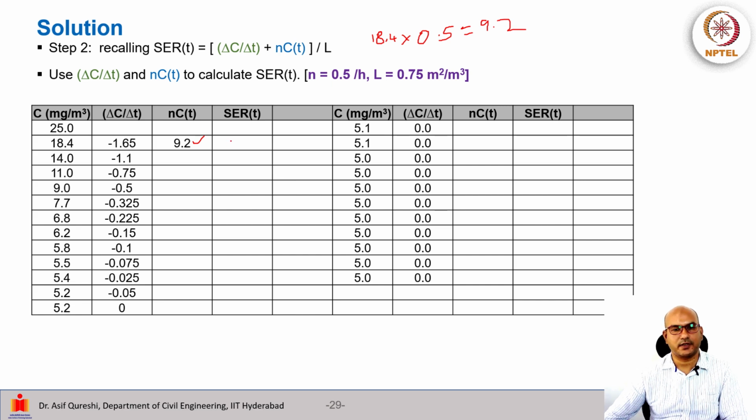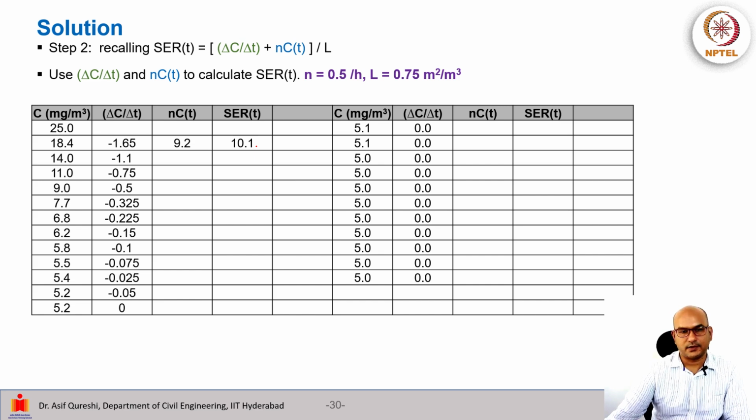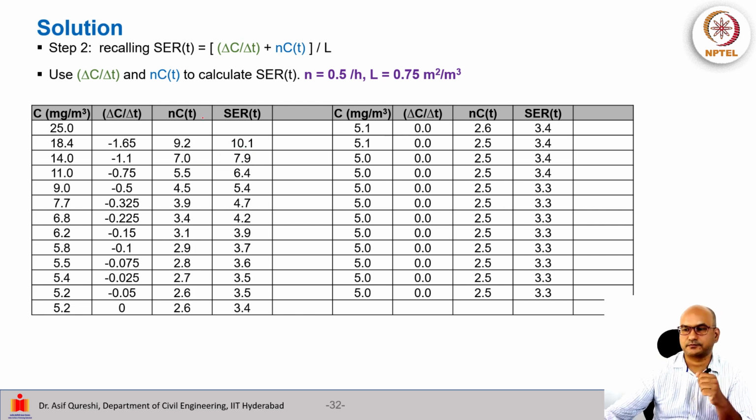Then we can fill what is SER and then the next NCT. So in this case the SER is 10.1. Then we can calculate the next one, which is again NCT, 14 multiplied by 5, so 7.0, and the corresponding SER is 7.9. So now we can populate the whole table. So we have SER as a function of time with us now.